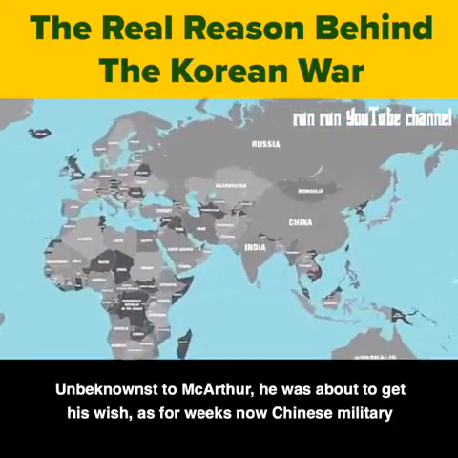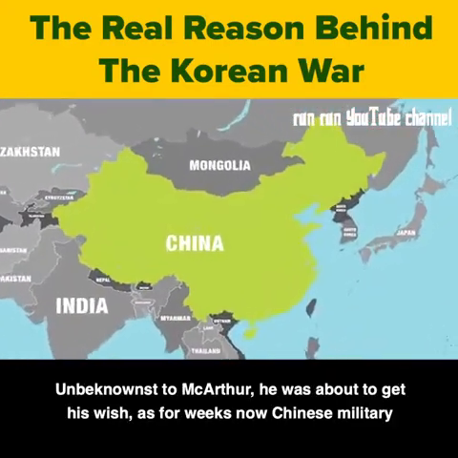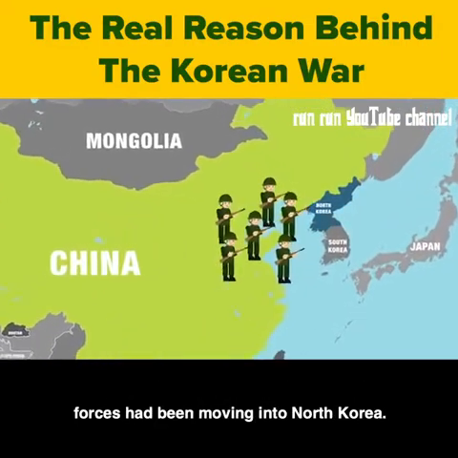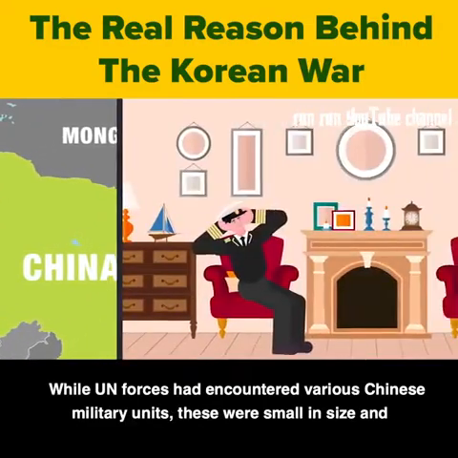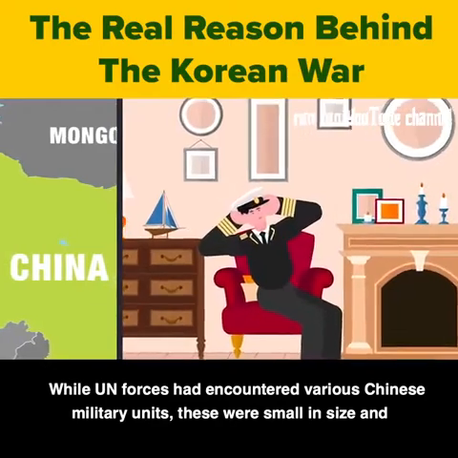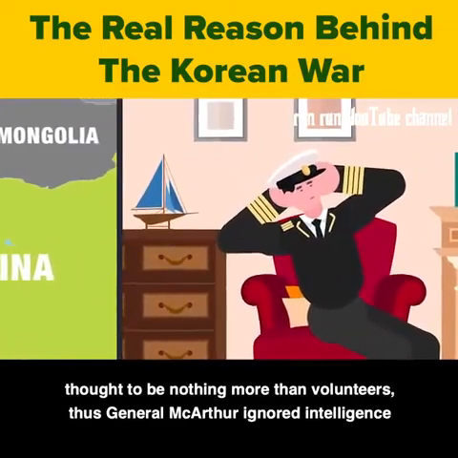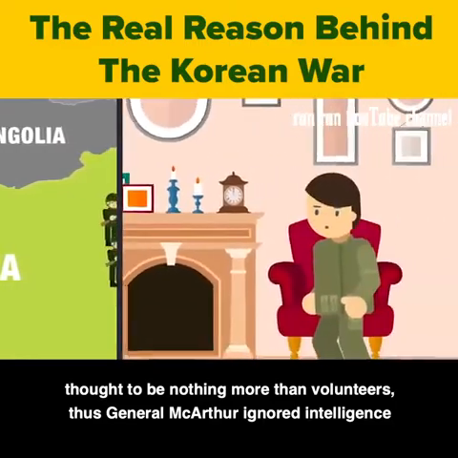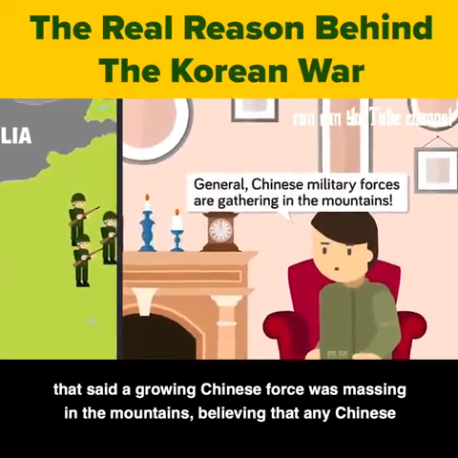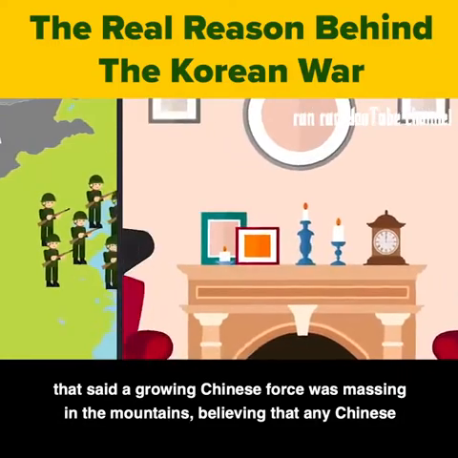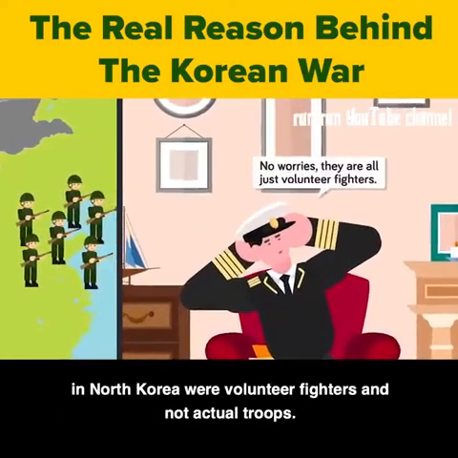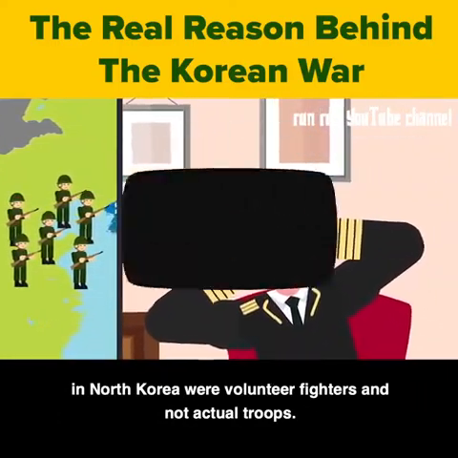Unbeknownst to MacArthur, he was about to get his wish, as for weeks now, Chinese military forces had been moving into North Korea. While UN forces had encountered various Chinese military units, these were small in size and thought to be nothing more than volunteers. Thus, General MacArthur ignored intelligence that said a growing Chinese force was massing in the mountains, believing that any Chinese in North Korea were volunteer fighters and not actual troops.